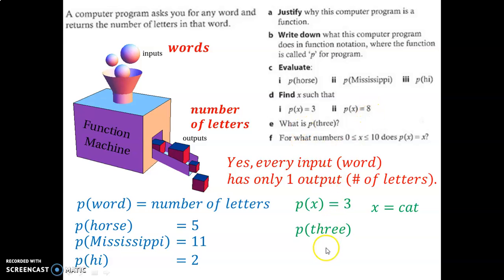How about P of 3? Well, this one's kind of strange. Oh, you're thinking 3, well, that's a number, but it's actually a word, 3. 3 goes in, and therefore we get 5 comes out because there's 5 letters in that word.